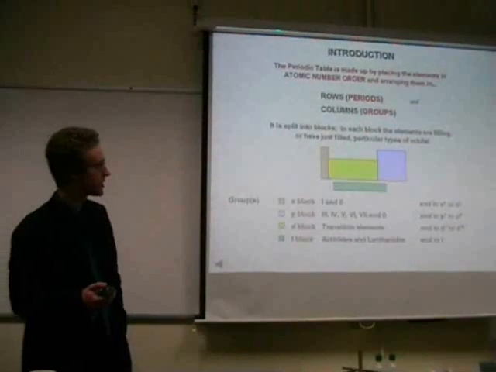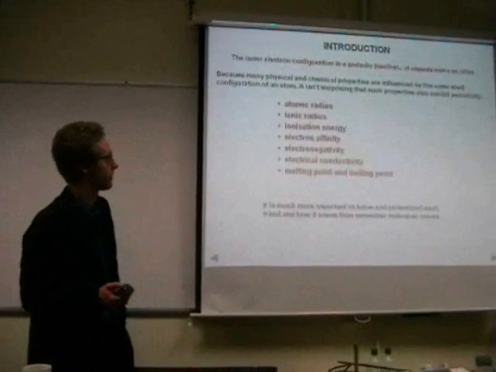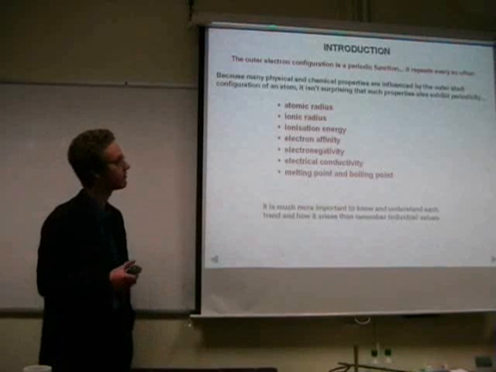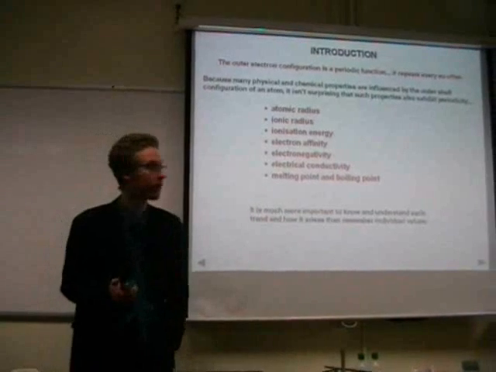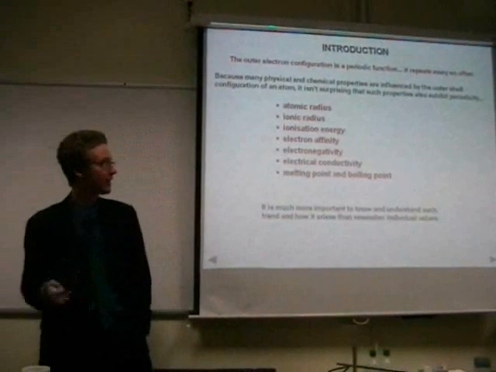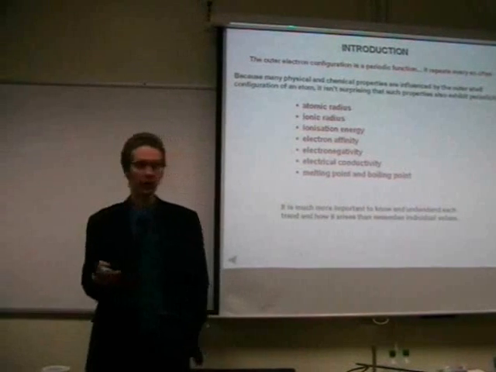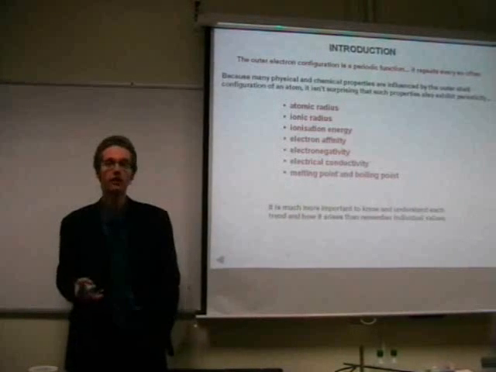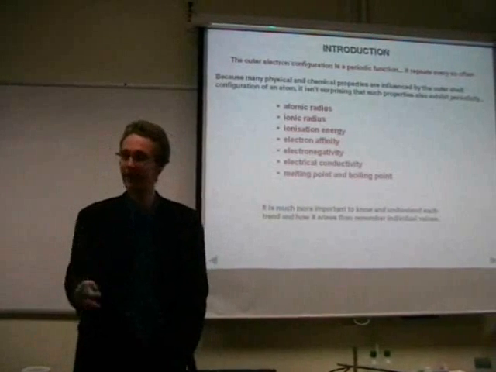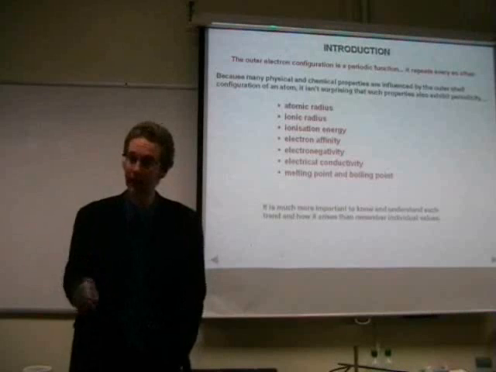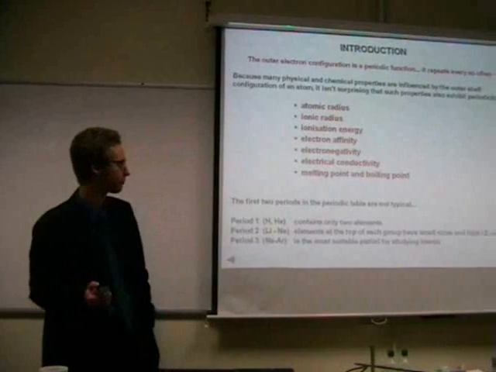We know that the periodic table is in rows and periods, and we're going to be covering the following things: atomic radius, ionic radius, ionization energy, electron affinity, electronegativity, conductivity of electricity, and finally melting and boiling points. And we're going to see that there are patterns, and we're going to try and explain what those patterns are.